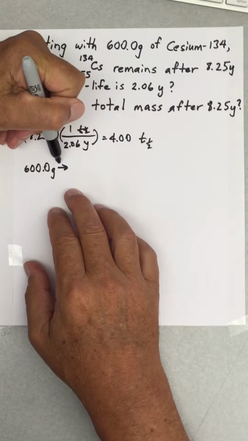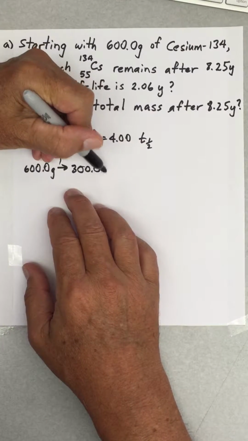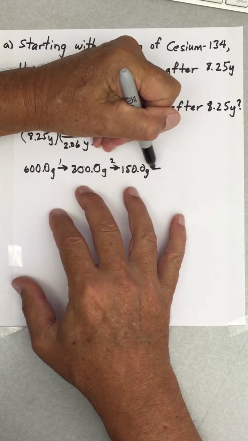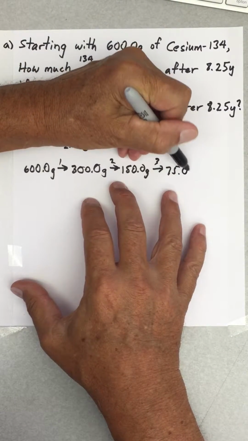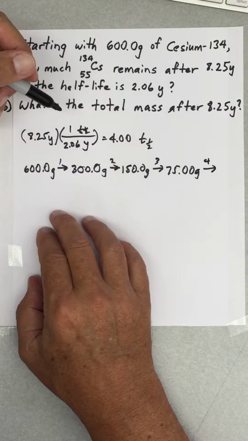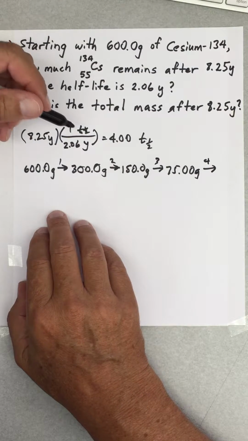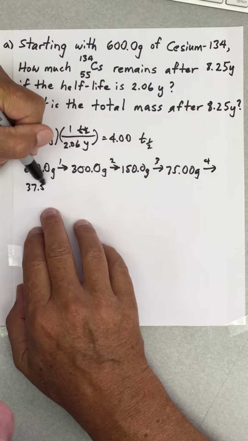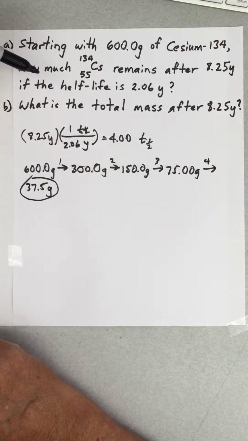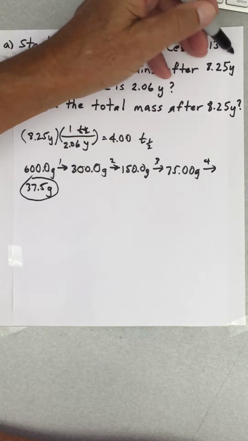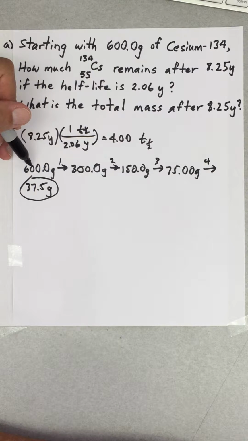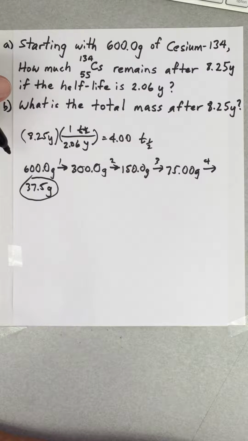If one half-life goes by, then I have 300 grams. If another half-life goes by, I have 150 grams. The third half-life goes by, I'll have 75 grams. If a fourth half-life goes by, then I'm going to have, let's see, what is that? 37.5 grams. So we went through our 4 half-lives. Here's our answer right here. So after 8.25 years, which is the same thing as 4 half-lives, 600 grams of cesium-134 decayed into 37.5 grams.